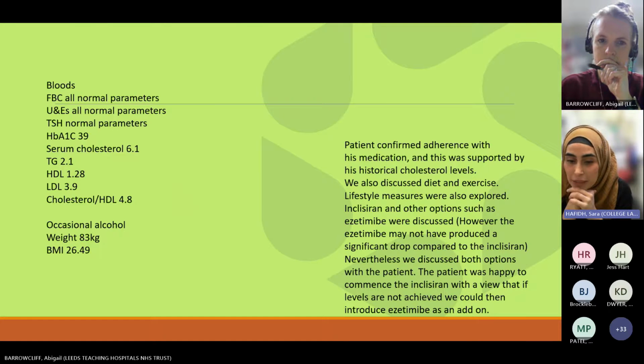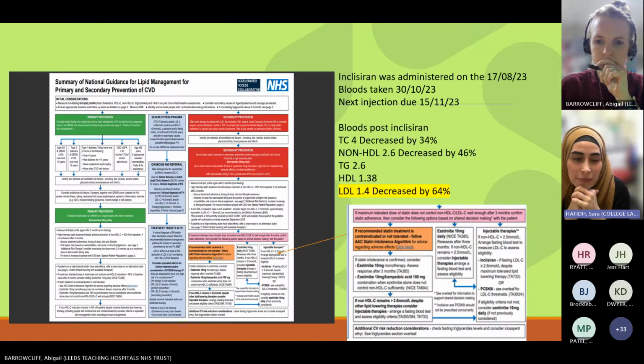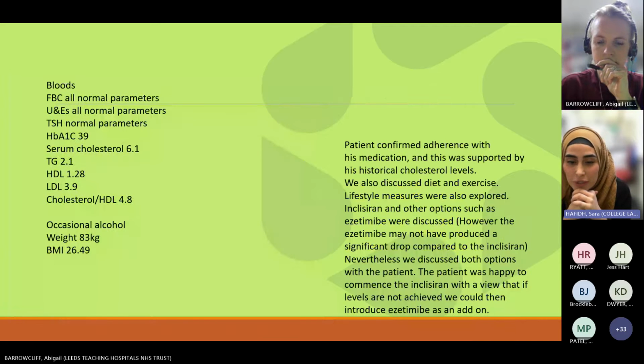So the patient was happy to commence inclisiran. I think the selling point for him was that because it's twice a year, he doesn't need to take a tablet regularly. It reduces polypharmacy for him, so I think that sold it more for him.